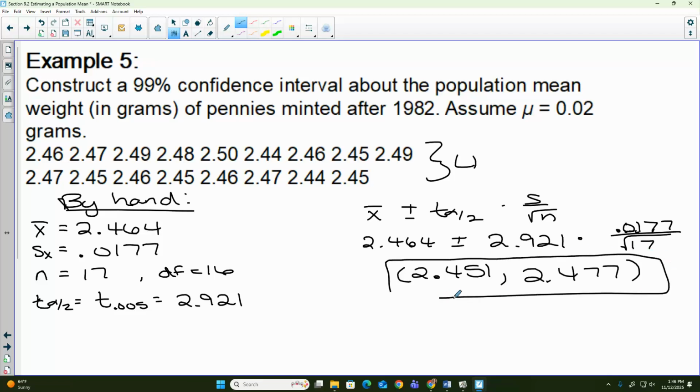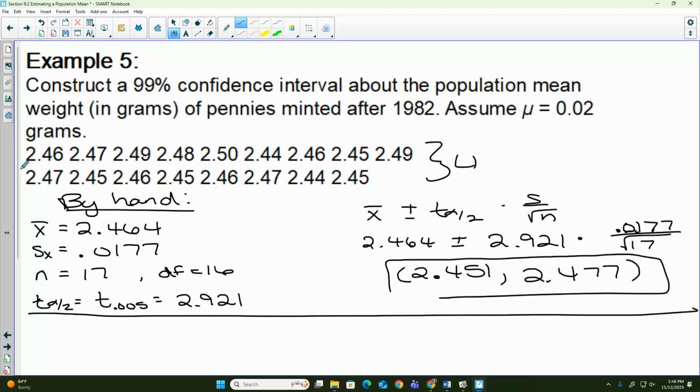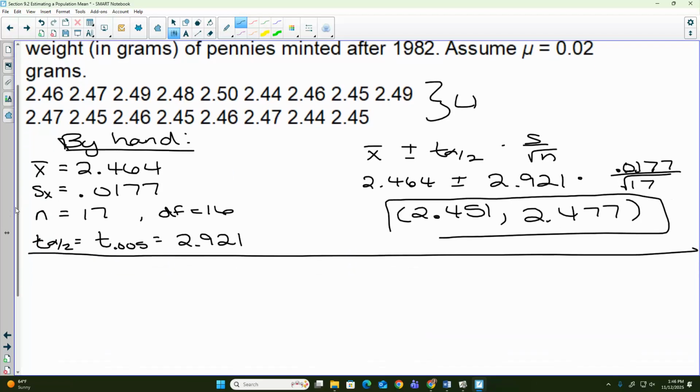So I did 2.451 to 2.477. So I'd be 99% confident the mean weight fell between those values. On your calculator, if you want to do it, you go stat, test, number 8. This one is again based off data, but if I did have the stats, I would just have in the problem the mean, standard deviation, and n, and plug them in. So nothing big there. The only thing we really need to change from the last one is our confidence interval needs to be 0.99.